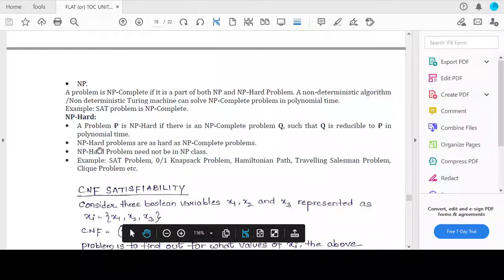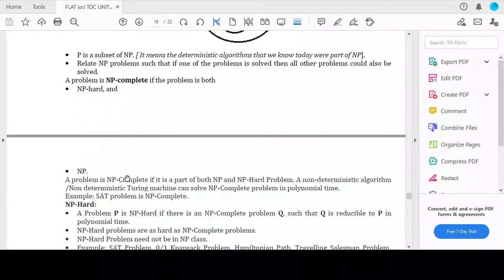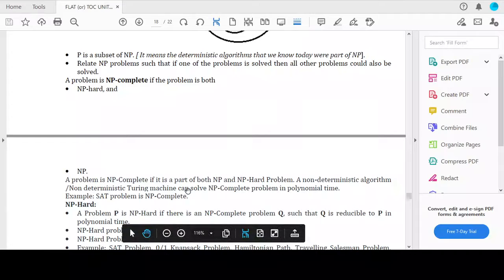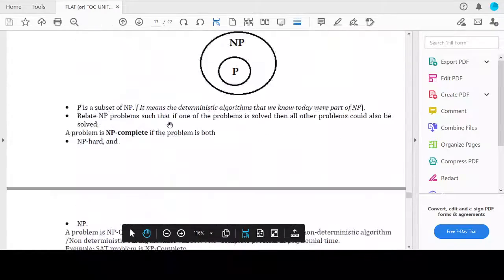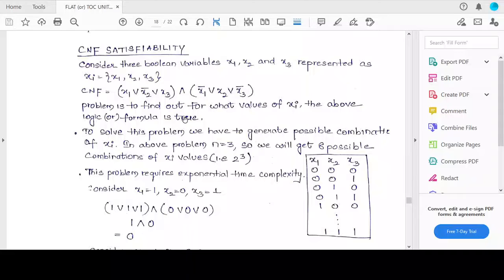Any harder problem can be considered an NP hard problem. If that problem is NP hard, and if you get a non-deterministic algorithm that gives the solution in polynomial time, then that NP hard problem will become NP complete. So this is the difference between NP hard and NP complete.